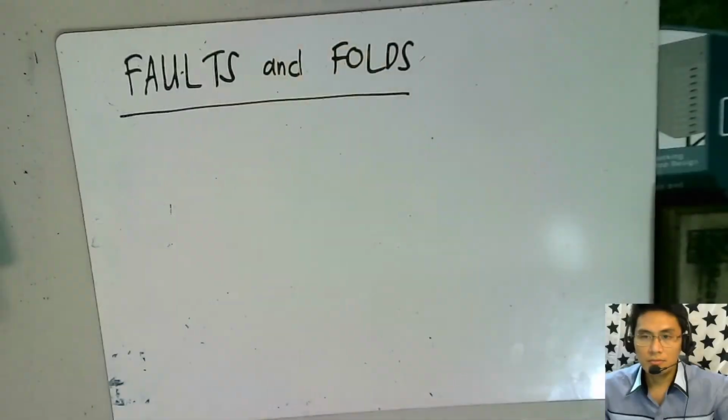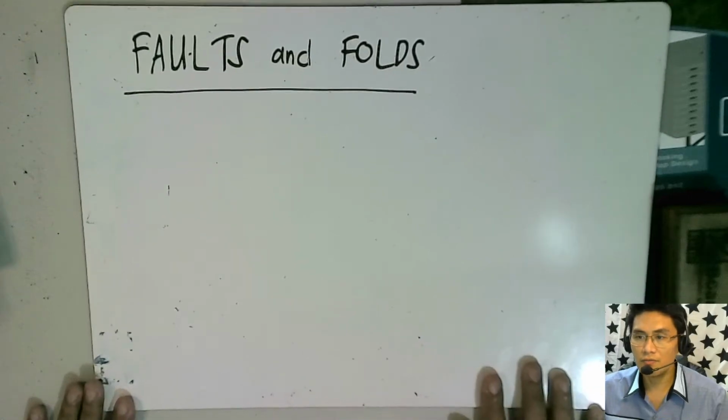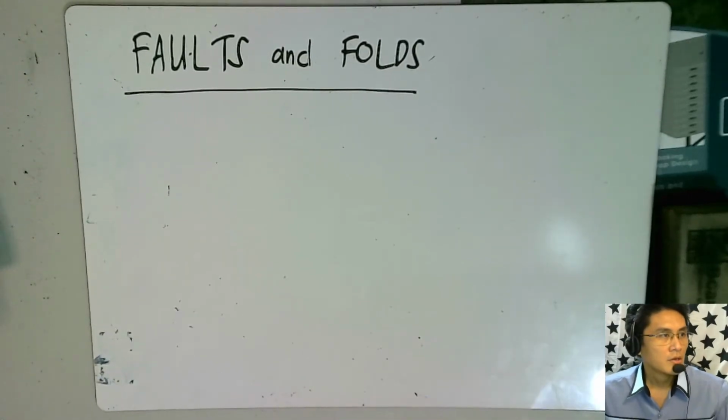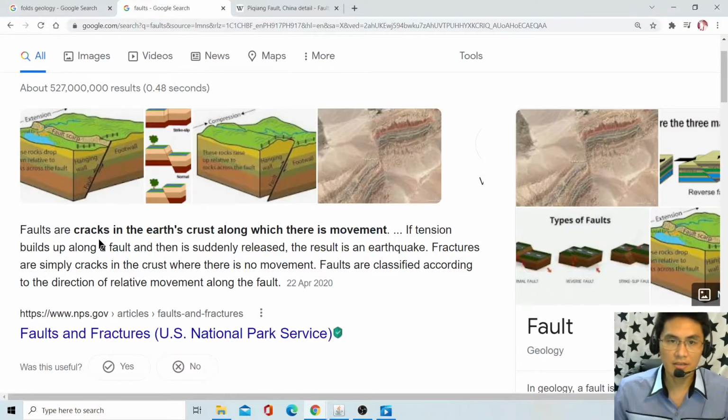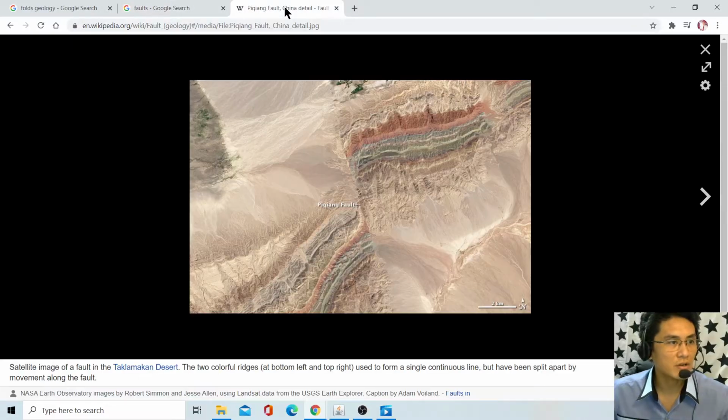Hi, in this video we are going to be talking about faults and folds. So if we look at the definition for faults on the internet, it says that faults are cracks in the Earth's crust along which there is movement. Here we have pictures of such examples.